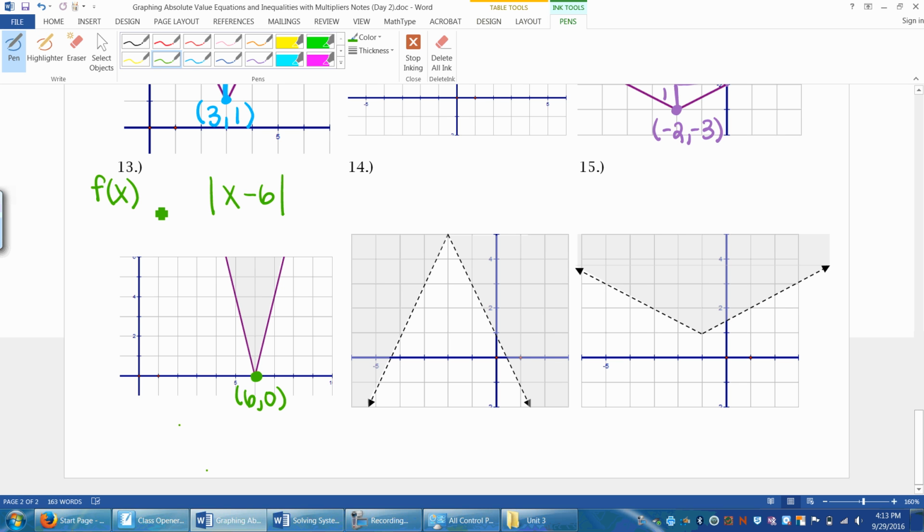It's a solid line, so it'll have an equal to symbol. It's shaded above the vertex, so it's greater than. And my rate of change, it looks like, is up 1, 2, 3, 4 spaces and to the right 1 space. So my multiplier is a 4.